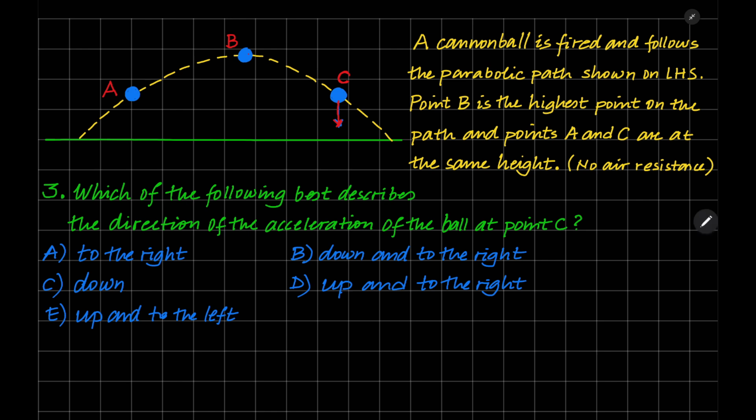A, to the right, this is false. B, down and to the right, this is false. C, down, this is true. D, up and to the right, this is false. And E, up and to the left, this is false also. So the direction of the acceleration of the ball at point C is downwards, because only the gravitational acceleration acts on the cannonball. Now let's go to the next question.